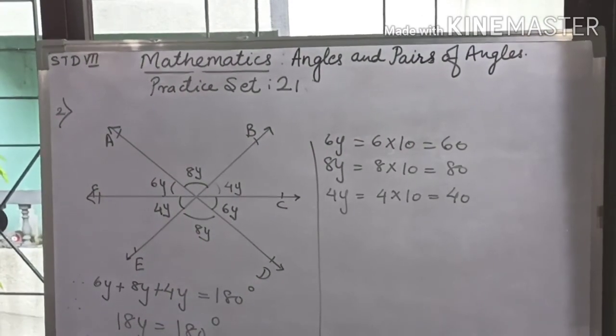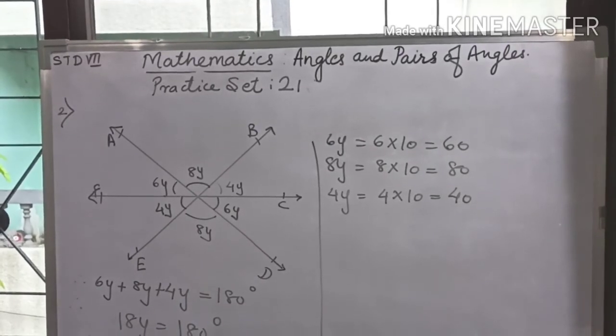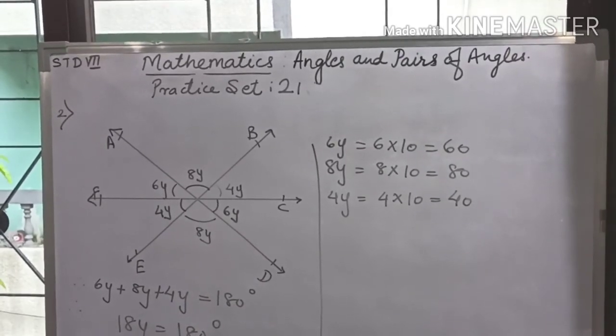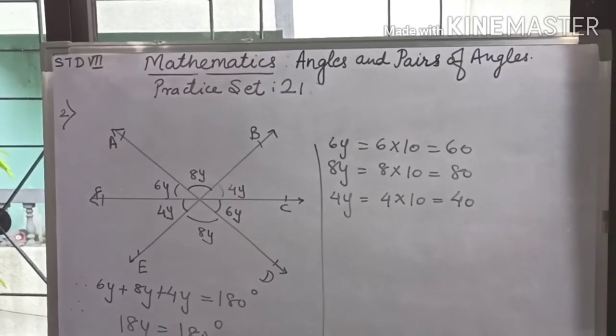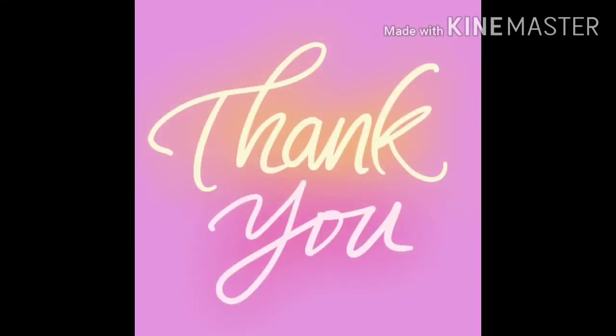The third sum you have to solve on your own. So in this way you have to solve practice set number 19, 20 and 21 in your classwork copies. In this way we have completed chapter number 4. I hope you have understood both the videos of chapter number 4. Kindly do the homework. Thank you.